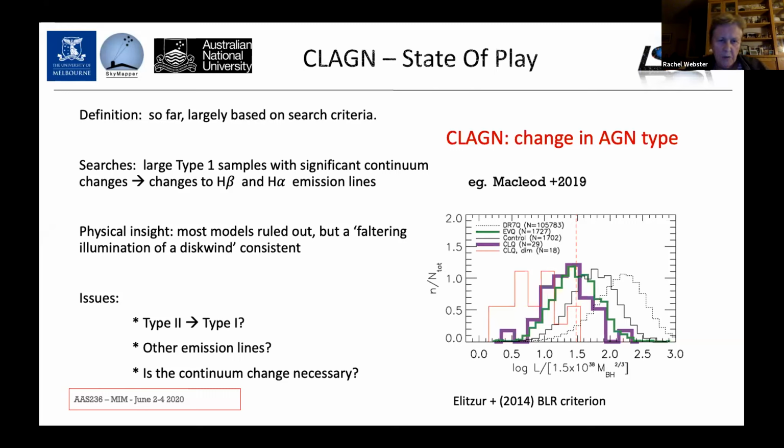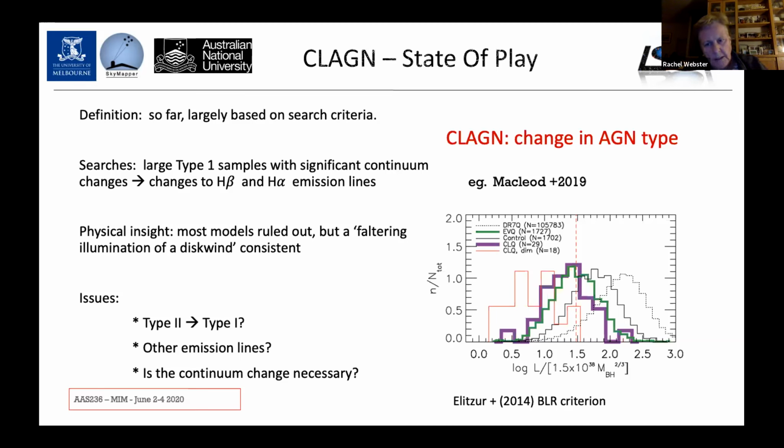Taking that definition, or at least taking the observations, early on there were quite a number of models for the physical understanding of what was going on, most of which have been ruled out. But the most promising one, I think, is what I would call a faltering illumination of a disk wind model. I've shown here a plot from Chelsea MacLeod recently, looking at the changing look quasars and AGN that she has found, and plotting a parameter from Elitzur and Ho primarily, which gives a physical measure of when we expect a broad line region to form. And what we see is that the changing look AGN sit on the low side of that parameter, which is quite closely related to the Eddington ratio.